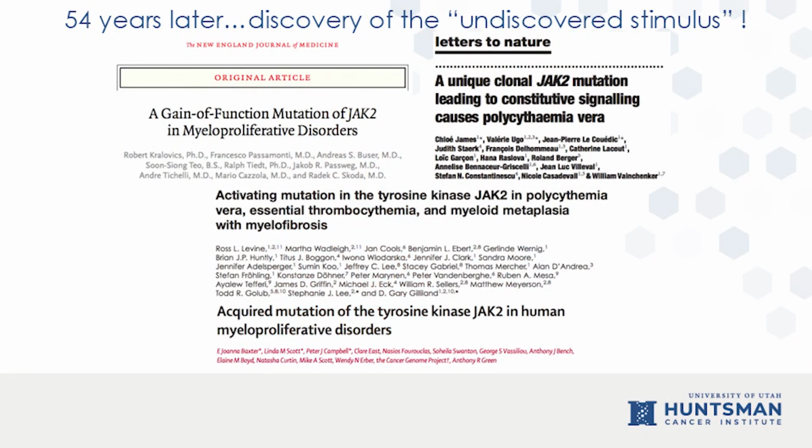So what's that undiscovered stimulus? This was in 1951, and it took us 54 years, but we finally figured out that one of those undiscovered stimuli was mutations in JAK2. This was a huge boon to the field, because we finally understood that these mysterious diseases causing overproduction of myeloid cells are caused by a mutation in a gene. This was a big deal, and you can see these are 4 different groups who published this at the same time. And it really drove the field forward in a lot of ways.